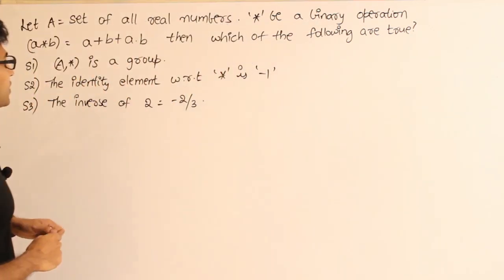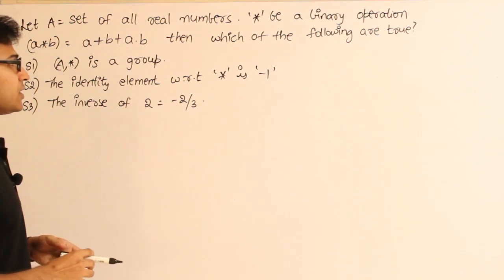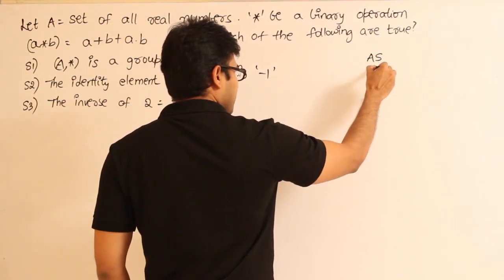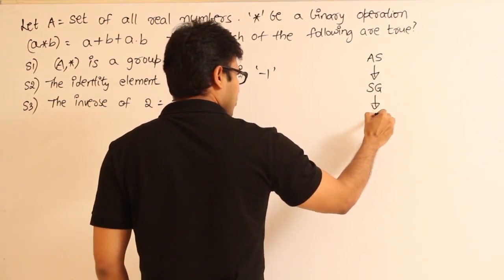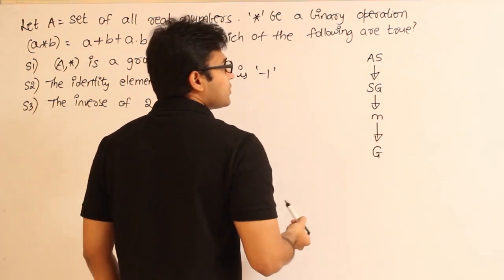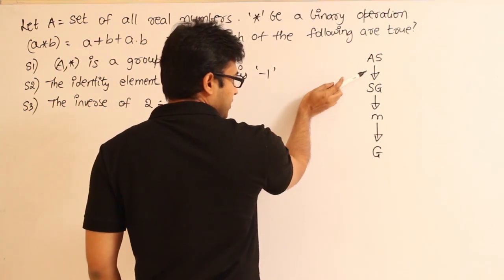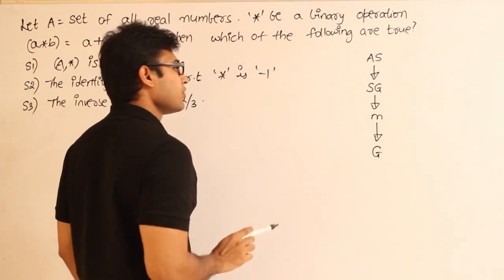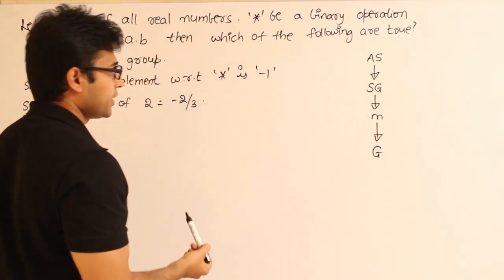And how can we test whether a set with an operation is a group or not? The same procedure. So first of all we have to check if it is an algebraic structure, and then check if it is a semi group, and then check if it is a monoid, and then check if it is a group, right? So it has to be an algebraic structure first, then semi group, then monoid, then only we can say if it is a group or not. If it fails to be any one of these, then it fails to be a group, right?